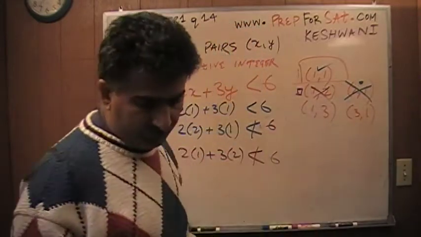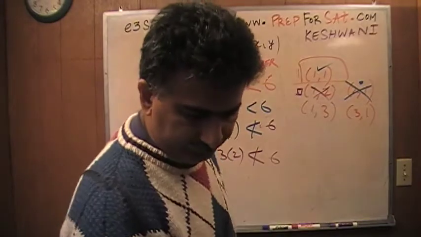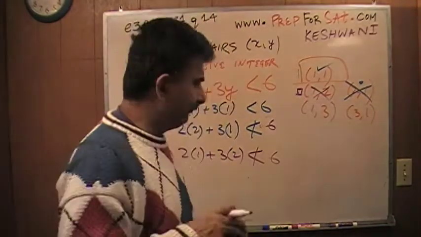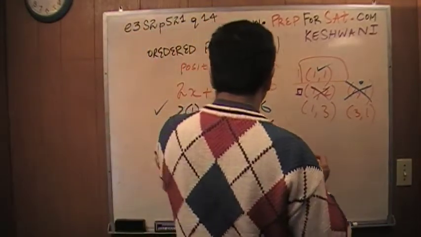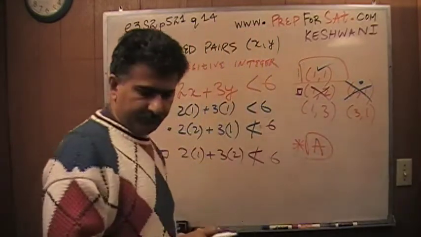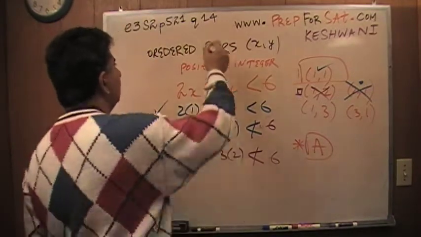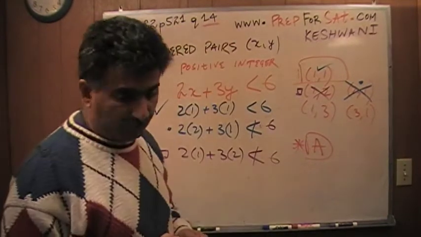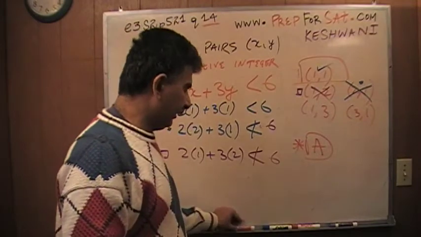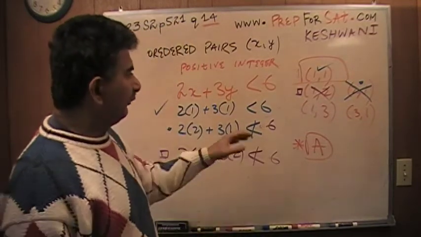So the answer is 1. There is only one ordered pair. Excuse me. The answer is A. A is the answer. That's it. Quite simple and straightforward. But then again, this was question number 14, which is a medium question. This is not a hard question. This is not one of the last 3 or 4. Anyway, that was the solution.